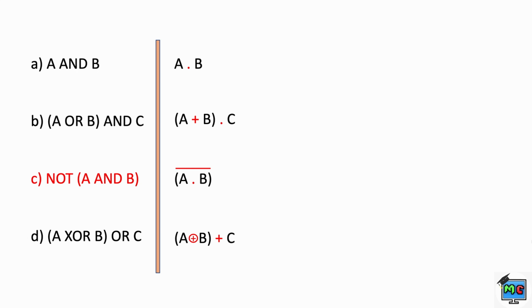Question C. What do we do first? Yes, brackets first. What's inside the bracket? A and B going through which gate? AND gate. So that's what we need to do first. We need to show A and B going through an AND gate. We've done the brackets part. What do we do next? Yes, because the NOT gate comes in now. You have to NOT all that. So the NOT gate comes in, and question C is complete.